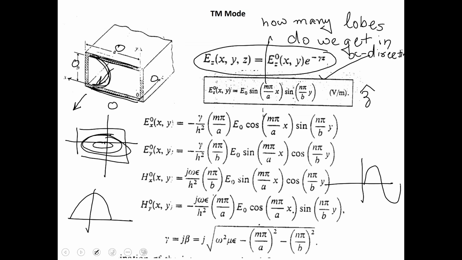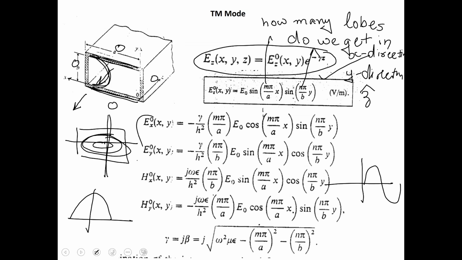How many lambda by 2's can you fit within that x direction? Similarly, n means how many lobes can we fit in the y direction. If I took a cut of the field in the y direction, how many different lobes would I have? How many different peaks and troughs would I have in that y direction?